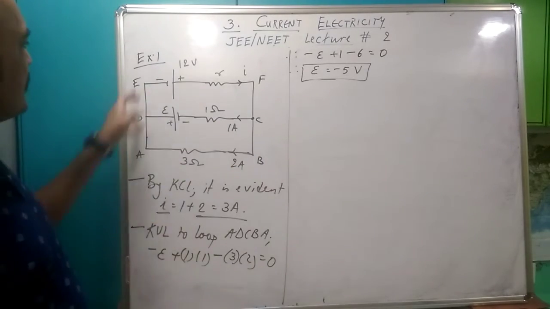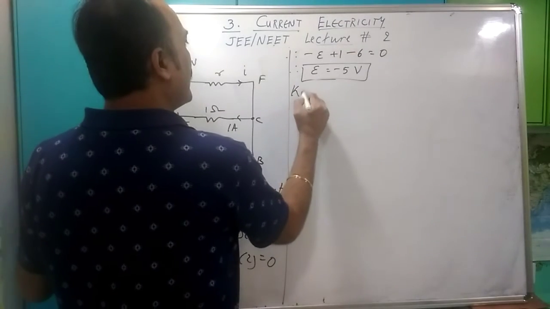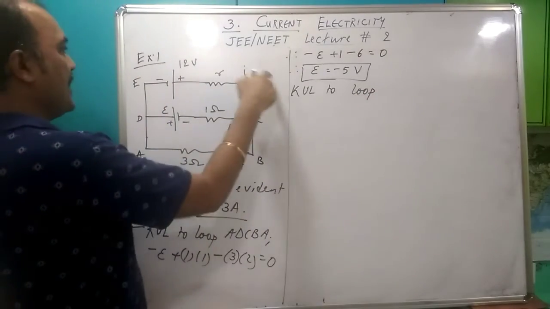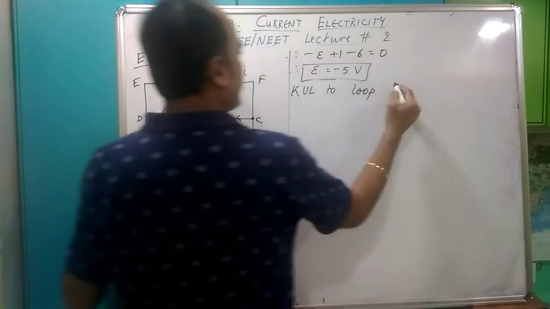Now you want to do the same thing for this circuit. So KVL to loop EFBAE.